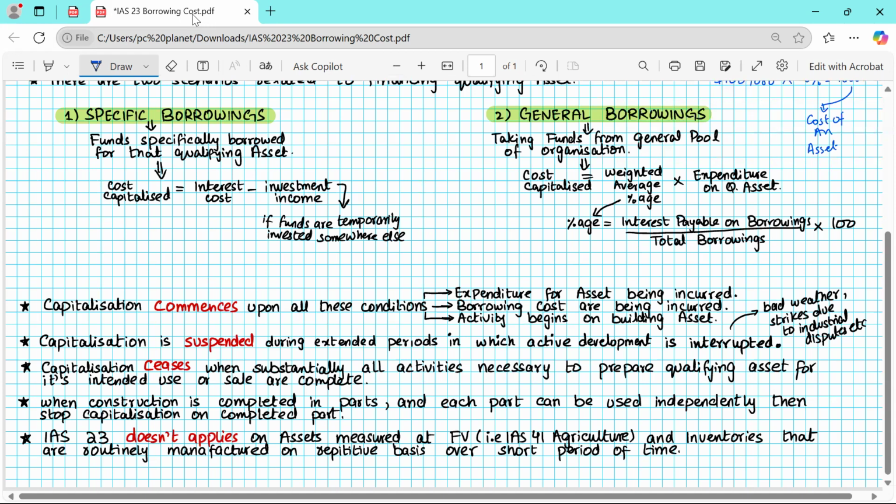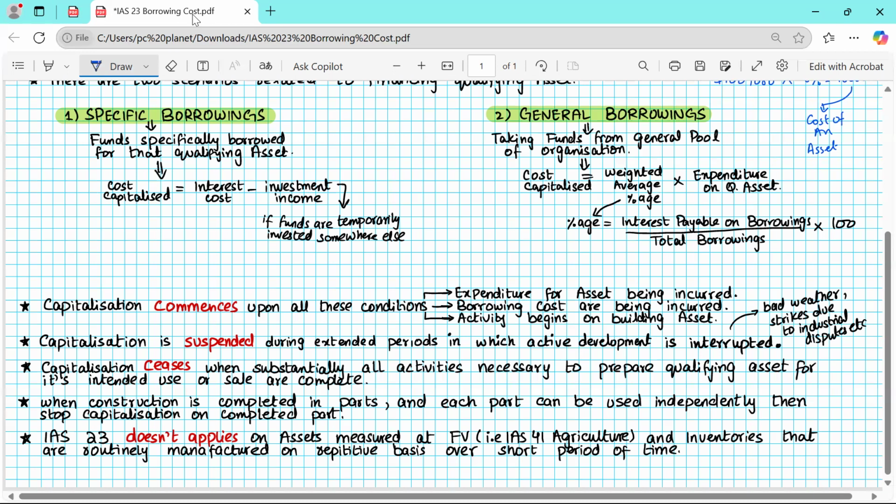Let's say you are purchasing the land where you are going to construct some building. You are going to take out the loan, and you start the construction of the qualifying asset. You are doing the planning, and you are doing the technical works that are required before the start of construction. So basically you have taken the action. When you have taken the action, then you have to start the capitalization.